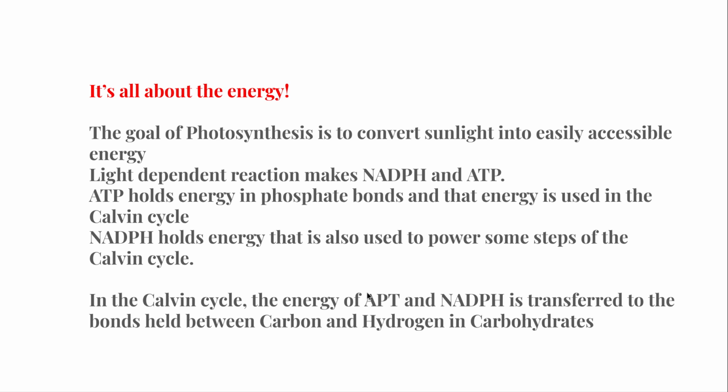In this stage, the energy that is contained in the bonds of NADPH and ATP, which originally came from the sunlight, is transferred to form chemical bonds between carbon and hydrogen in carbohydrates, so that we can use carbohydrates at a later time through the process of cellular respiration to break down and release ATP. So it's one big cycle.